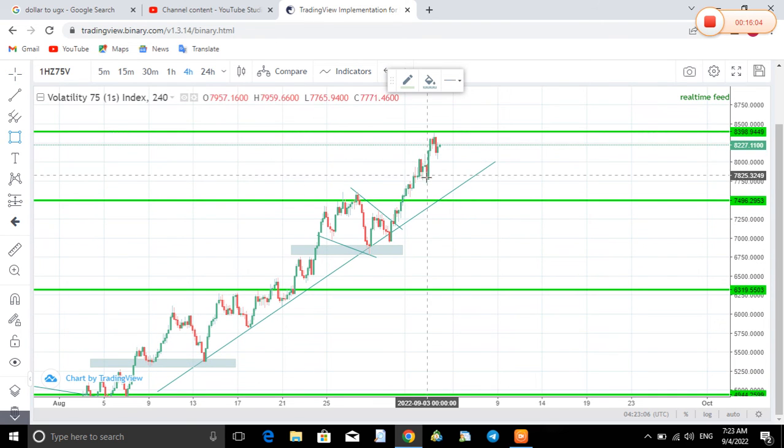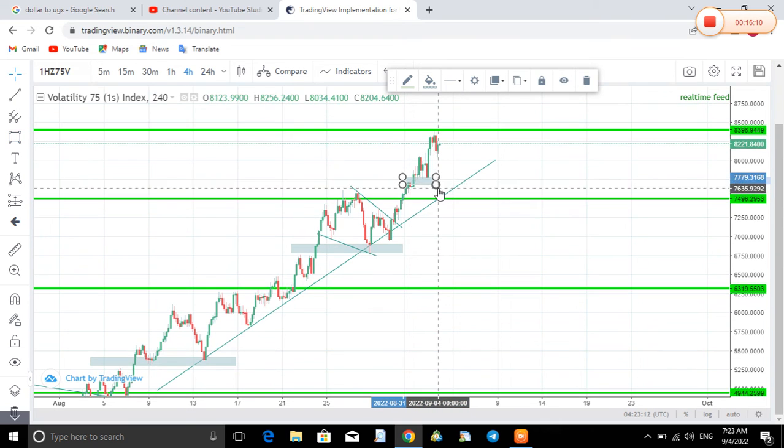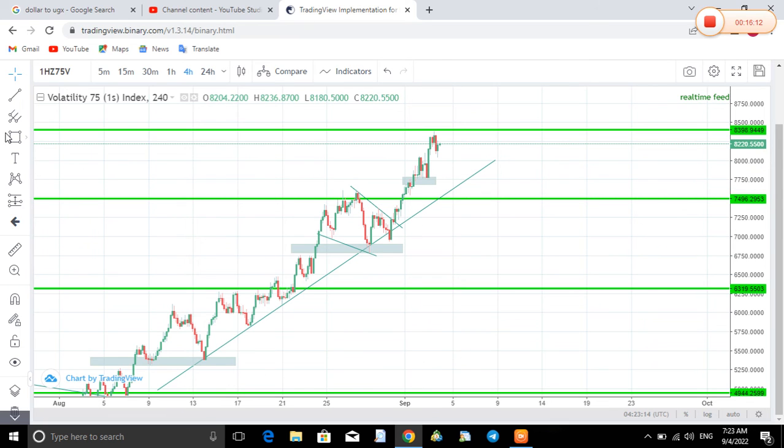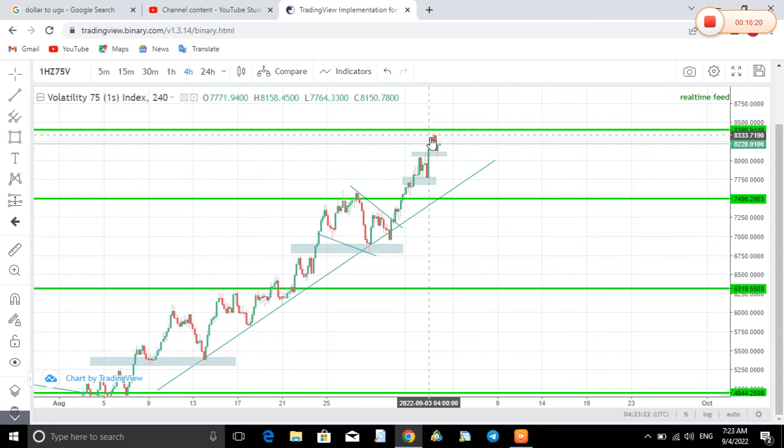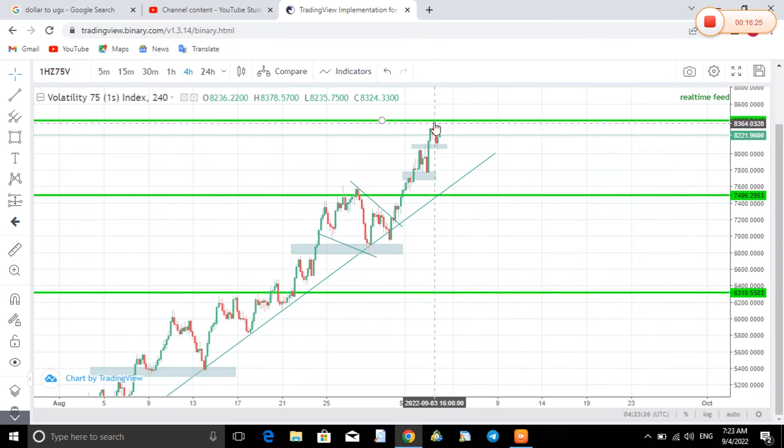I can clearly see that we had a higher high. The market came back to this minor zone of ours and made a higher low. After it came back, it made a higher high. After making a higher high, today in the morning it just came back here to make a higher low. Now we're expecting the price to push all the way to this resistance level.